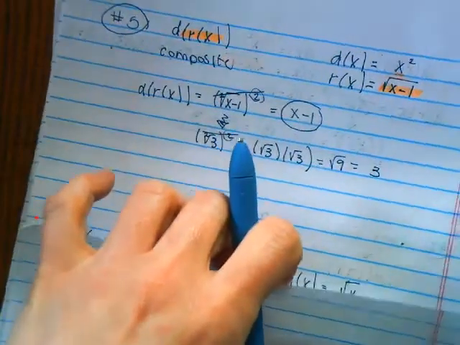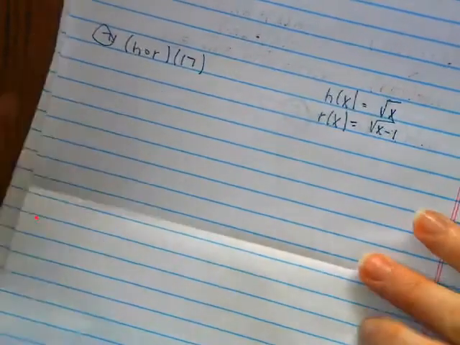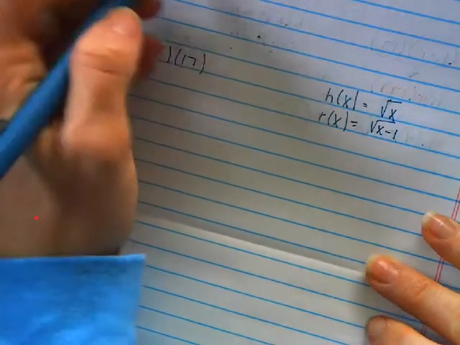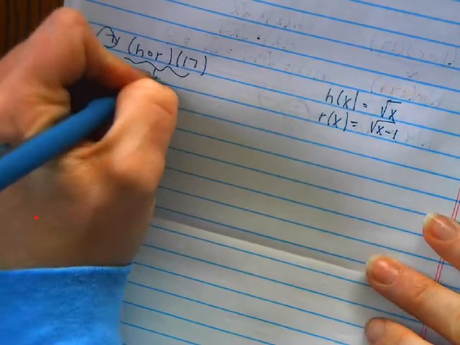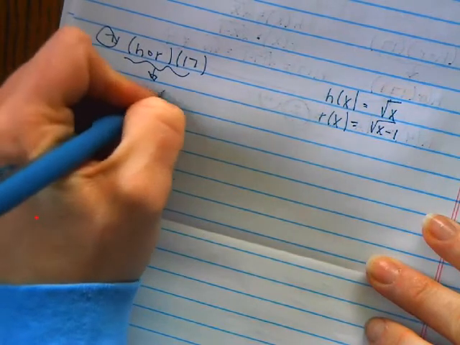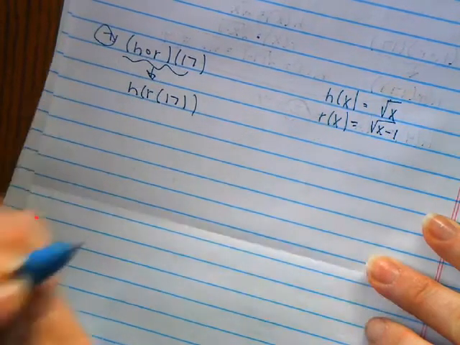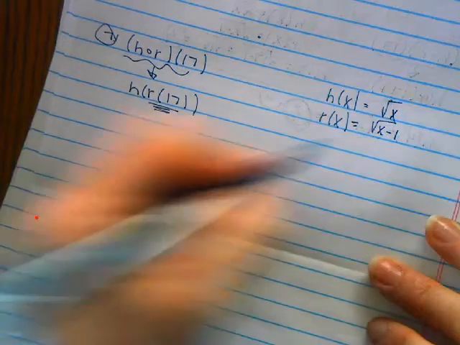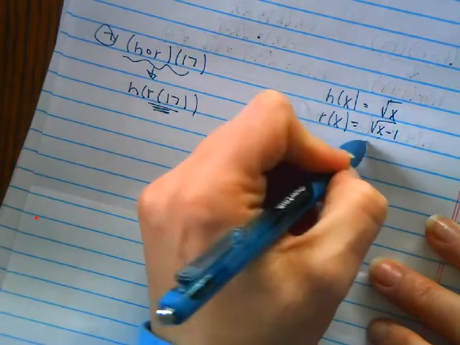Number 7 was the other one that you guys had some questions on, so I'll pull that up right here. And I have h composite r of 17, and here's my two functions. My issue with this is I don't like it. So I'm always going to rewrite it, if it were me, like this, because then I can focus on what's inside. So 17 is inside my r function, so I'm going to come right here.